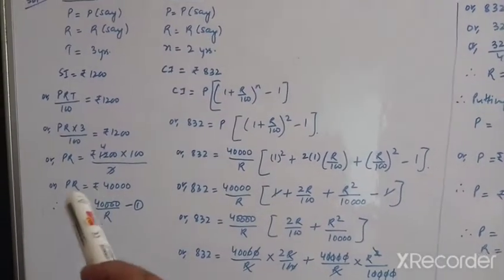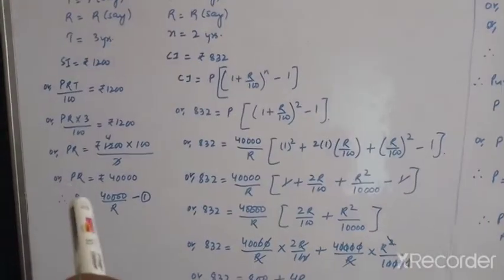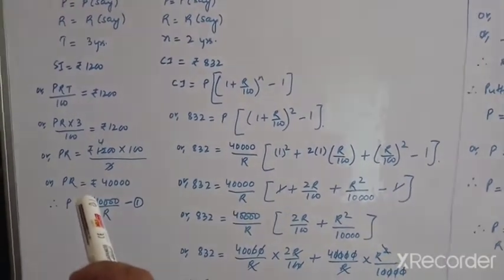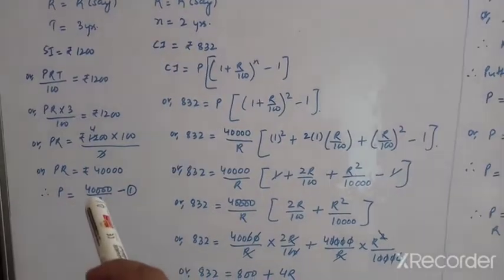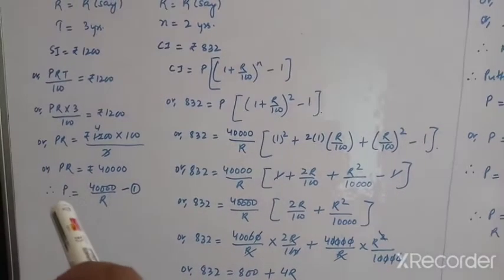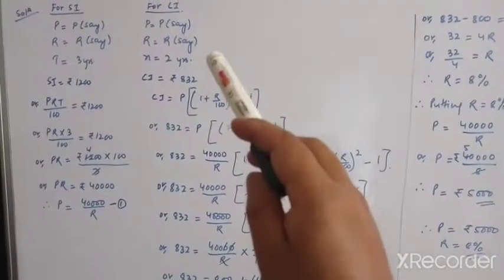Now among these two, P and R, you have to make one the subject. Either you make P the subject or R the subject. So I'll go for P. So principal will be 40,000 by R. So here we got principal in terms of R. Now let's move on to compound interest.